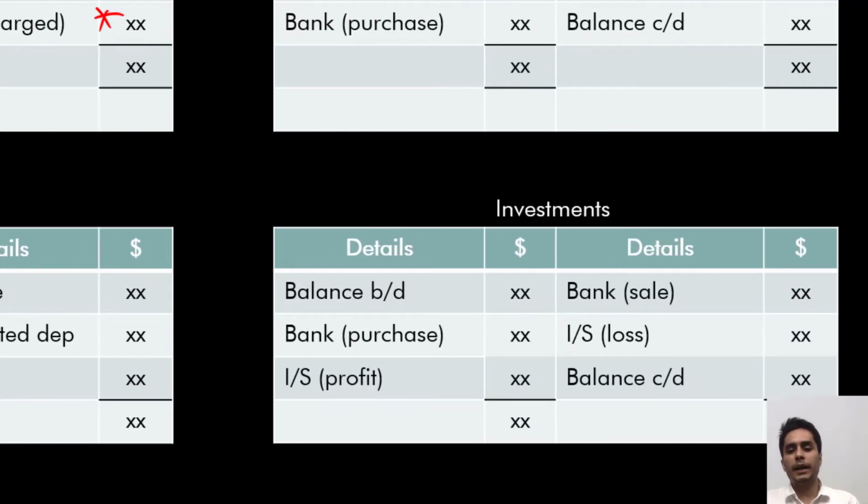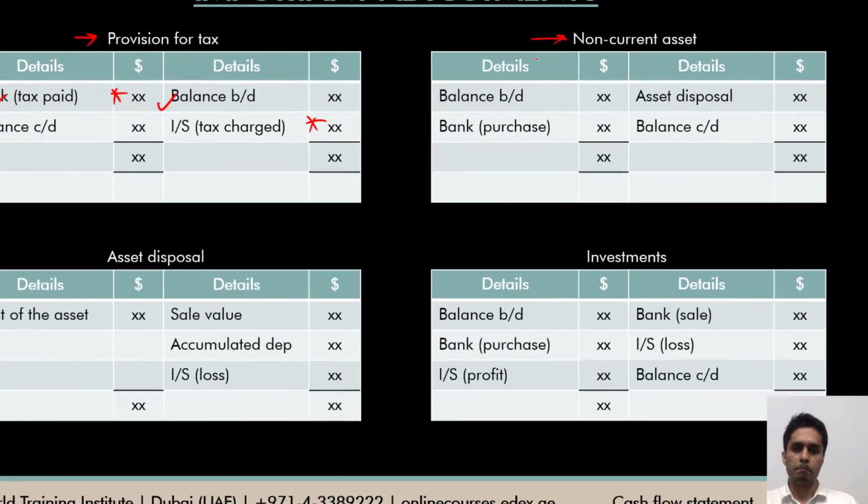And finally, you might have to make an investments account because they might give you the purchase of new investments, but the sale of old investments, the sale value, would be missing. So this is required to calculate that. Or the profit or loss made on the sale would be missing. This would be required to calculate the profit or loss. Or if sale value and profit or loss is given, the purchase of new investments could be missing. So in any case, you need to prepare these accounts to arrive at the missing figures so that you can complete your cash flow statement.